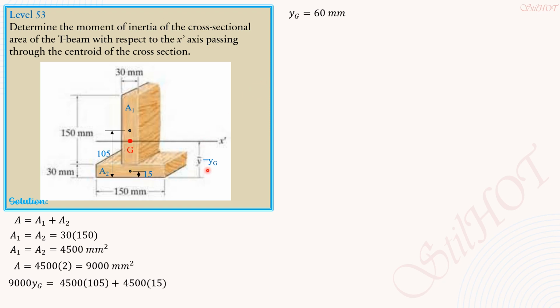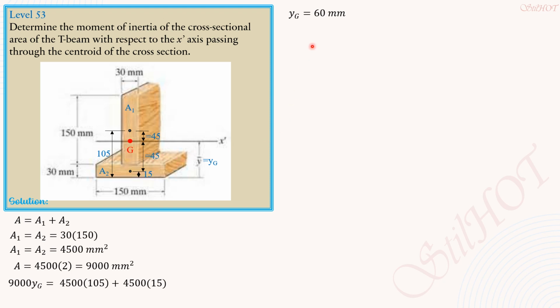So if yg is 60 mm, 105 minus 60, so this distance is 45 as indicated in the figure. And since yg is 60 and this is 15, 60 minus 15, the distance between the centroidal axis of area 2 and the centroidal axis of the entire section is also 45. 60 minus 15 is 45.